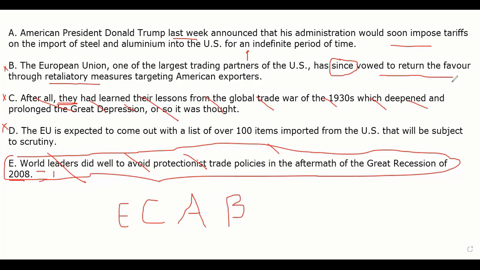What do you mean by "vowed to return the favor"? They are returning the favor of importing the steel and aluminum. No, returning the favor means, see, the American president last year announced that he would soon impose tariffs on them. So they imposed some tariff. Then the Europeans also said, okay, we will also put some tariff. We will return the favor to you. You are putting a tariff, so we do too.